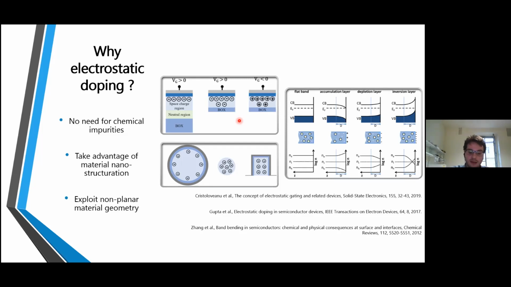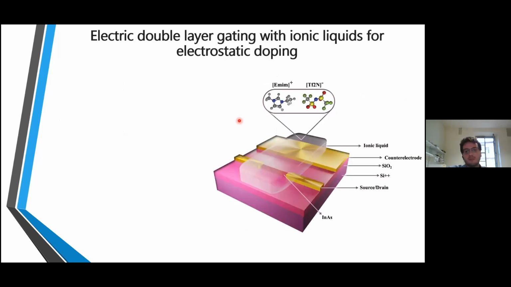Indeed, by providing gating all around these materials, it is possible to somehow take advantage of the lower dimensionality in order to improve the effect of electrostatic doping. Our proposal was to employ ionic liquids for electrostatic doping of indium arsenide nanowires.